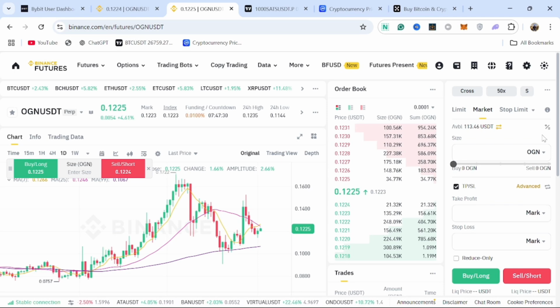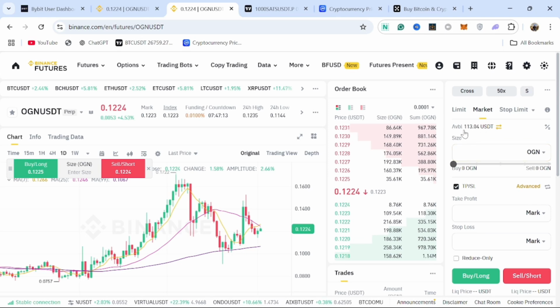So make sure you follow me, because in the next video I'm going to be teaching you how to calculate your position, cross margin and isolated margin, multiple asset mode and single asset mode, and also the leverage you are supposed to use. So for now we are on limit, right?